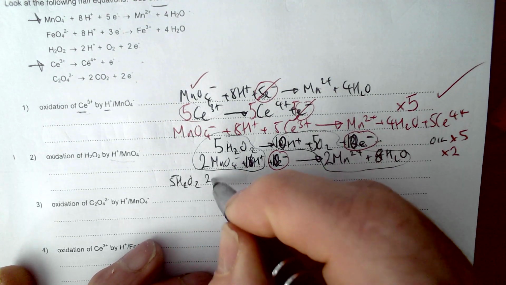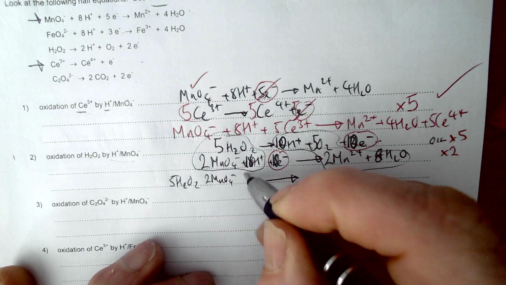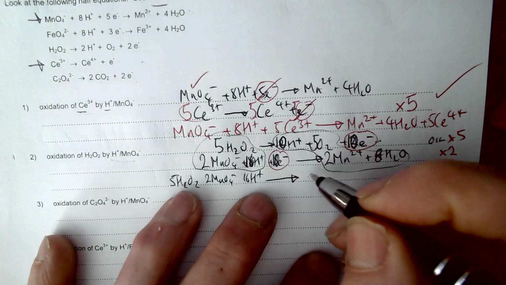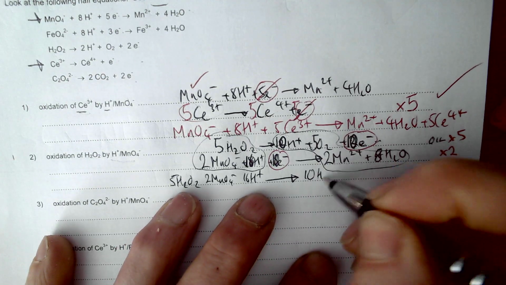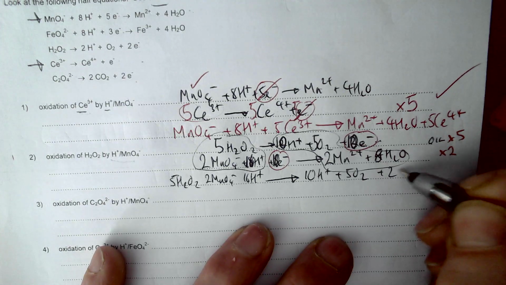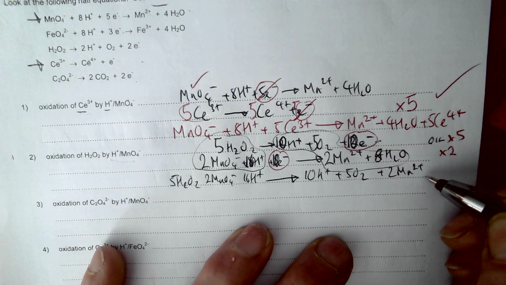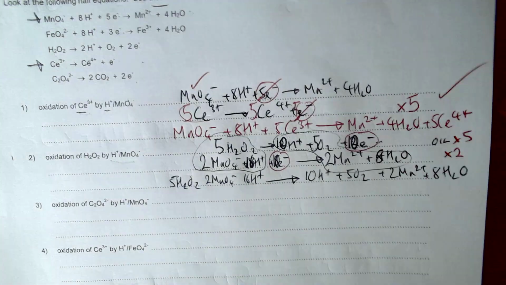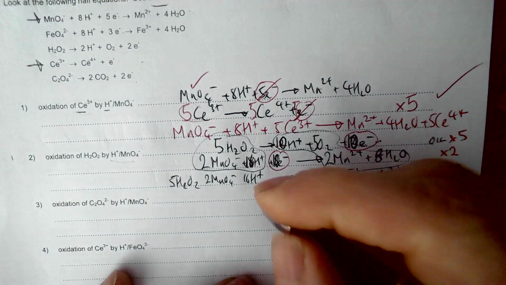5H2O2, 2MnO4 minus, 16H plus, which just means acid, makes 10H plus, 5O2, 2Mn2 plus, and 8H2O. And you might well be thinking you've finished, but there is one more step.